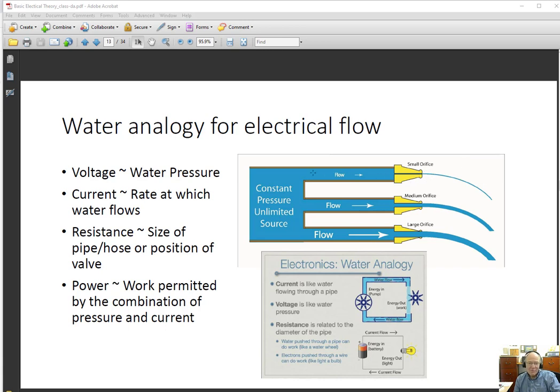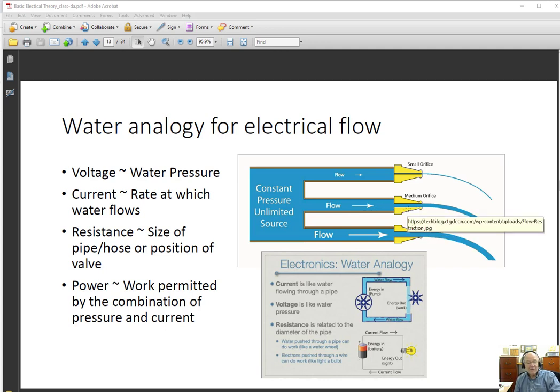Here you have a very small opening, and so you have the same pressure and the same amount of water available, but the flow of water is very small because it's going through such a tiny opening. The resistance of that opening is such that it reduces the current flow to something pretty small. You come down here, you open up that orifice or the nozzle on your hose a little more.